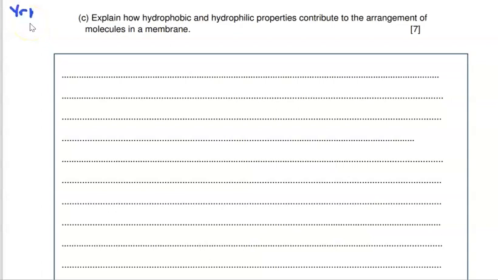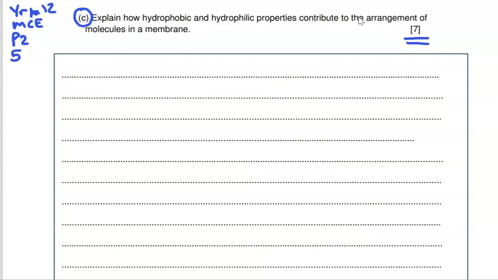This is the year 12 mid-course exam. We're looking at paper 2. We're in question 5. These are the extended responses. We're now on section C, and as you can see from the number of marks allocated, this is the larger and more extended response. Let's take a look.